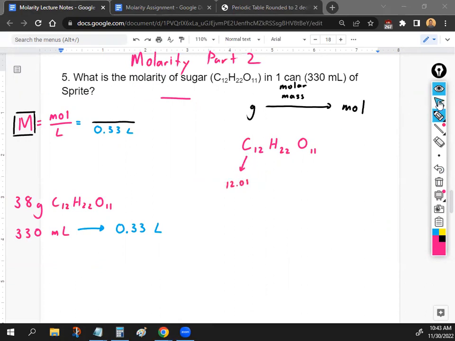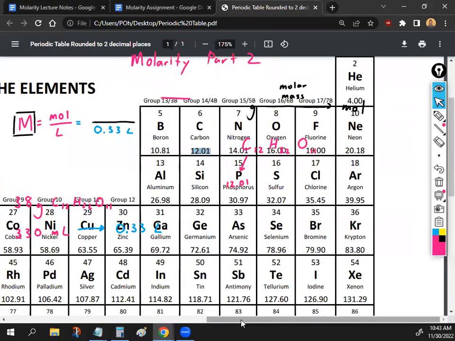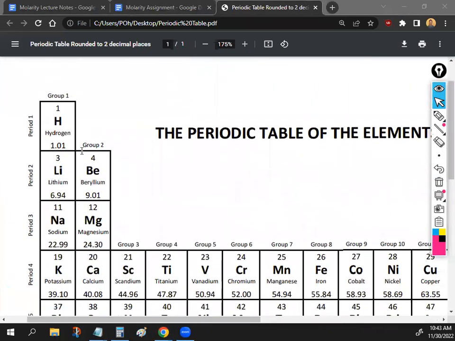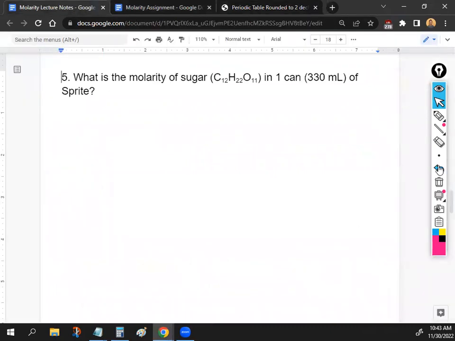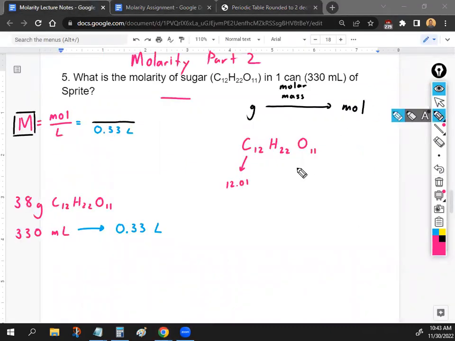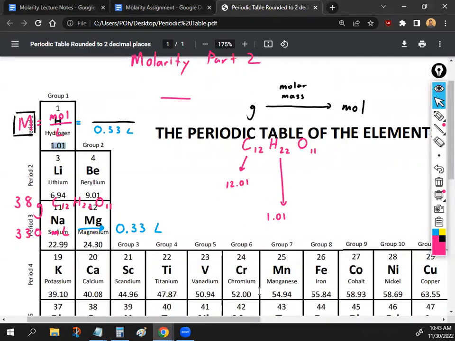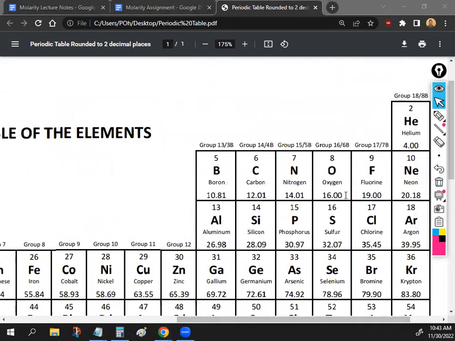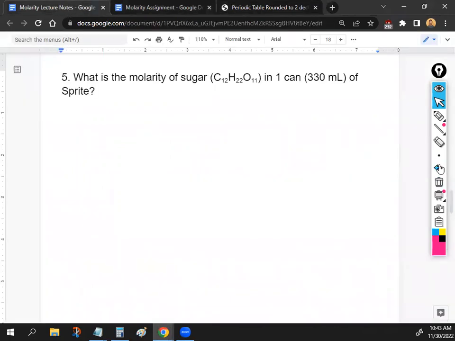Okay, if we take a look at hydrogen on the periodic table, what's the molar mass of hydrogen? Yeah, 1.01. So let's write that down. 1.01. Okay, and then lastly, we're going to look at oxygen. And what's the molar mass of oxygen? Yeah, 16. So let's jot that down.